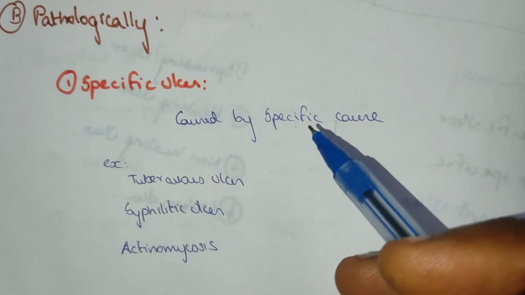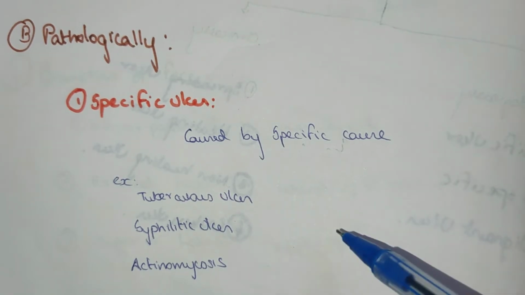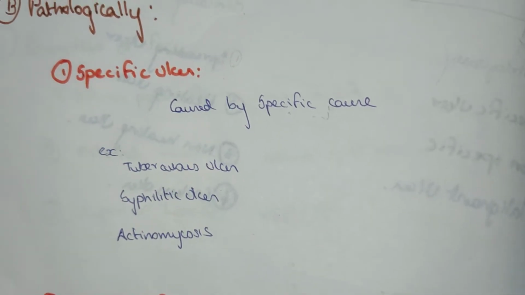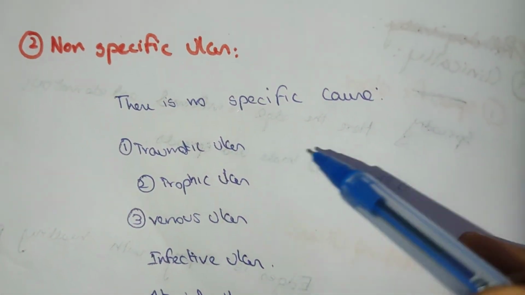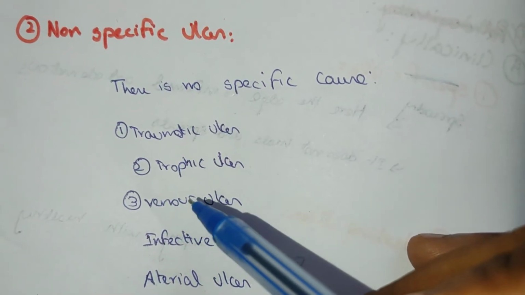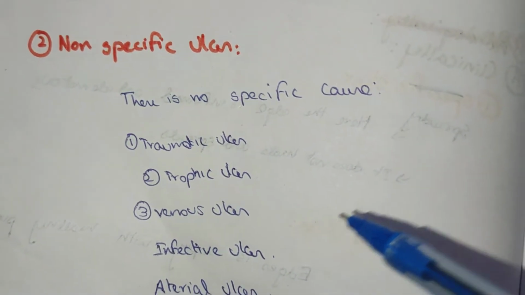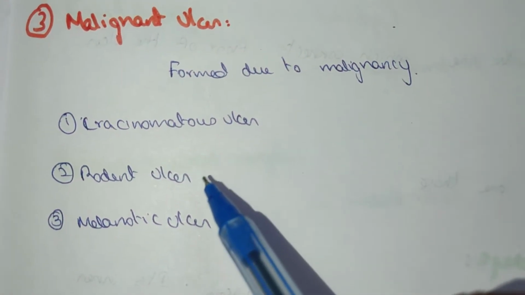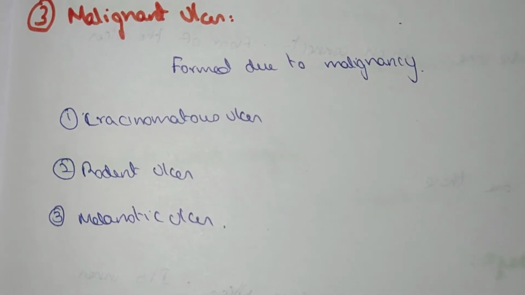Pathologically, it is divided into 3 types. Specific ulcer, caused by a specific cause. Example, tuberculous ulcer, syphilitic ulcer and actinomycosis. Now we will see the non-specific ulcer. There is no specific cause. For example, traumatic, trophic ulcer, venous ulcer, infective ulcer and arterial ulcer. Malignant ulcer is formed due to malignancy. Carcinomatous ulcer, rodent ulcer and melanotic ulcer. These are the malignant ulcers which are caused due to malignancy.